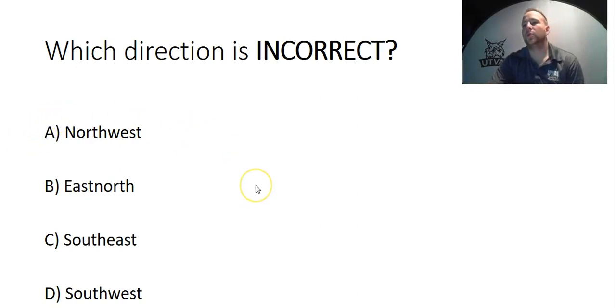Okay, so let's do a little poll question real quick. So think about this in your head as you're watching this video. Which direction is incorrect? Is it A, northwest, B, east-north, C, east or southeast, or D, southwest? And the correct answer is east-north. As I talked about before, we always go north or south first, and then east or west.